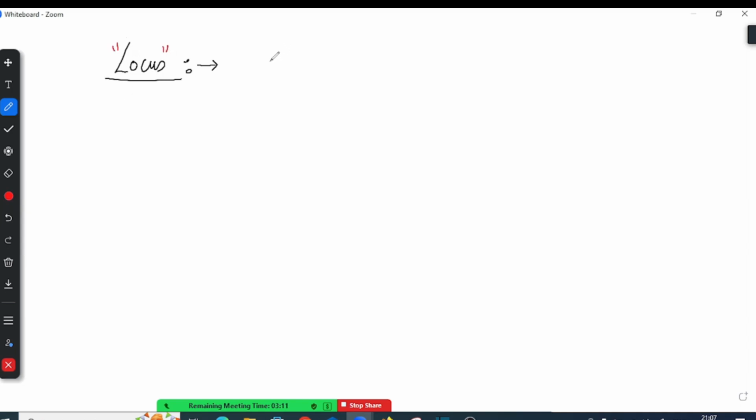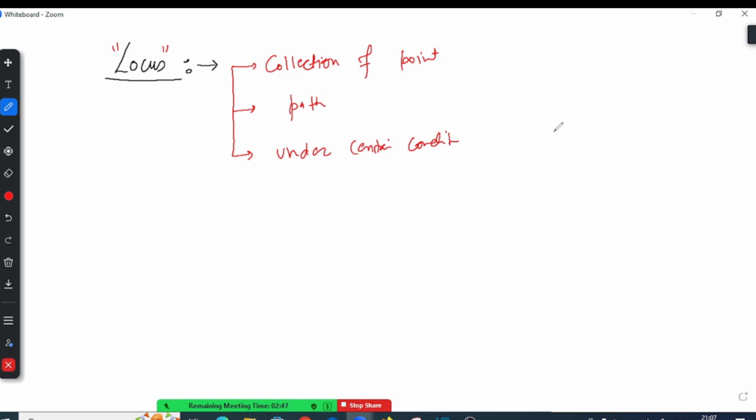See, locus is a collection of points, or you can say it's simply a path, or you can say the collection of points under certain condition. For example, circle. What is the definition of circle? It is the locus of a point.